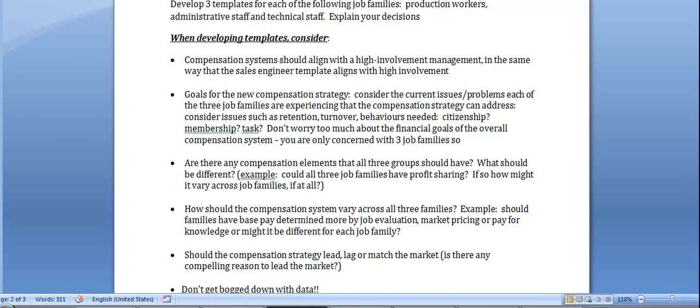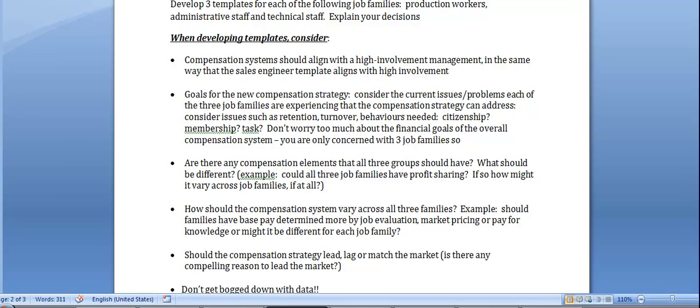And again, don't worry too much about the financial goals of the overall compensation system. And don't get bogged down with the data, the numeric data, profit margins, all that stuff. You don't really have any control over that because you're only developing a template for 3 job families. You don't know what all the other jobs are in the company. So I wouldn't get too concerned with the financial analysis and using all of that hardcore data, because you're really only looking at 3 job families.